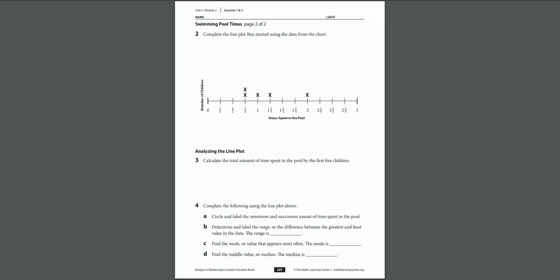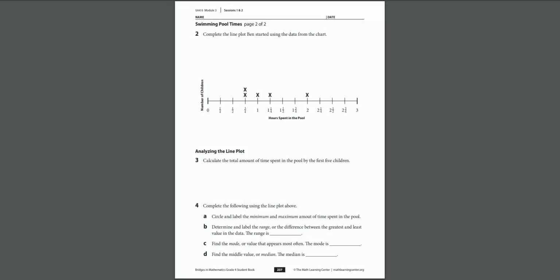Mode, just like the word most, has an O in the middle of it. It appears most often. So which one has the most X's? In this case, on this page, it would be 3/4 because there are 2 X's on it, at least as of right now. And then the middle value is the median.